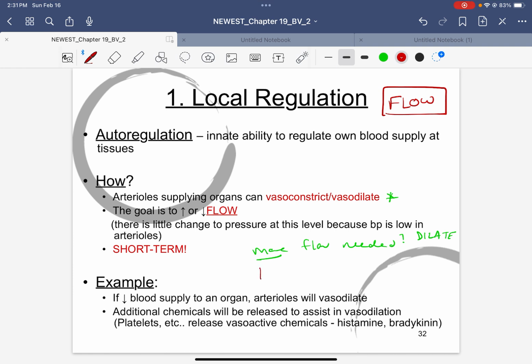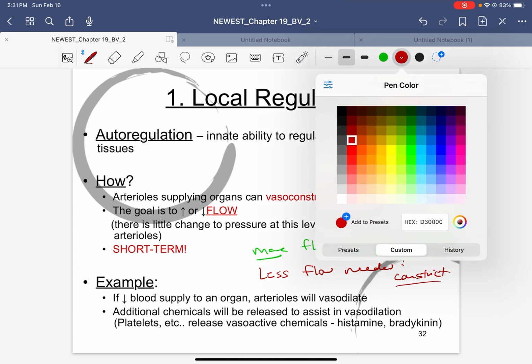What if less blood flow is needed? We constrict. This is what I was talking about with exercise. You already know this. I'm going to write it down. It's going to look fancy, but it's really not. What new color can I use?